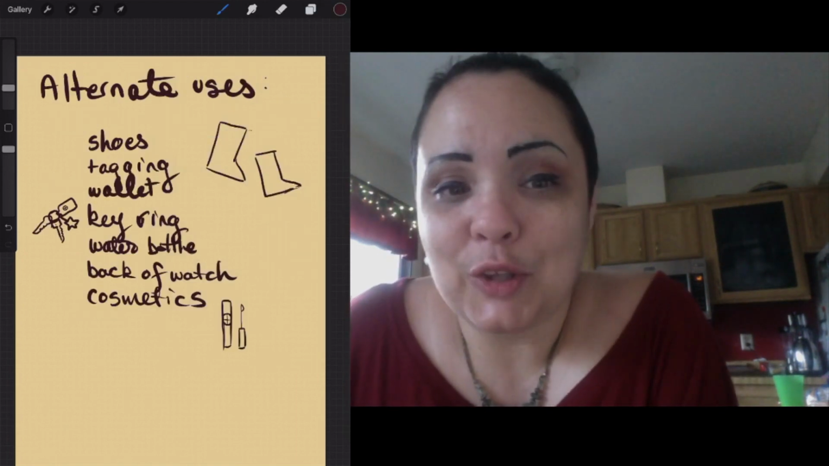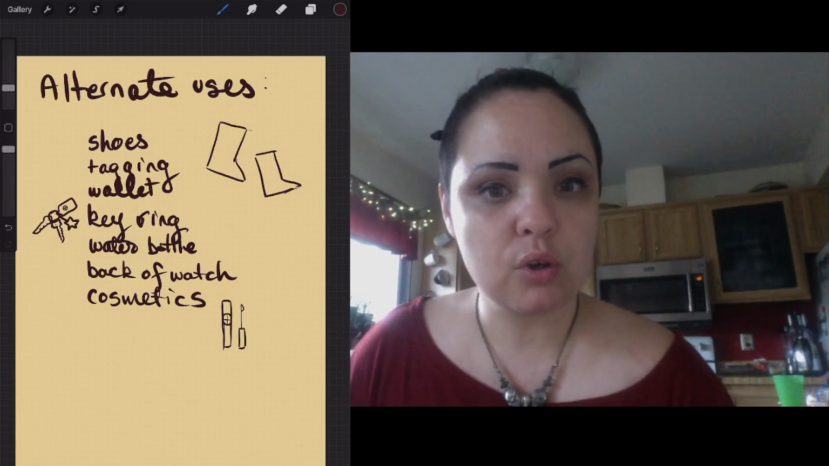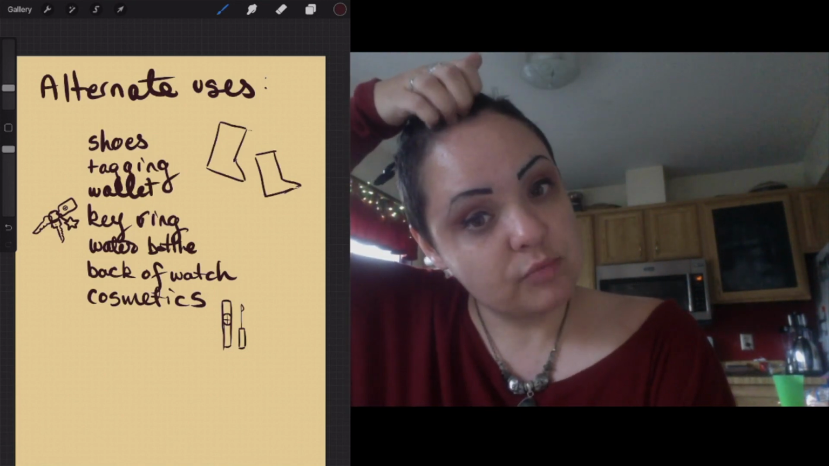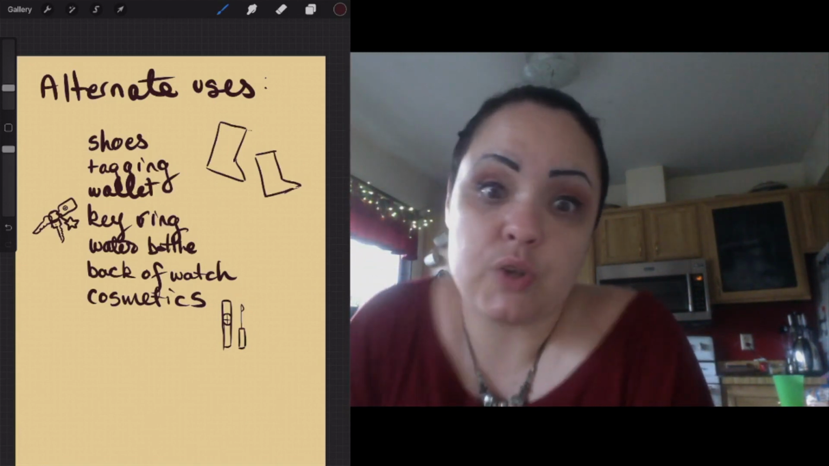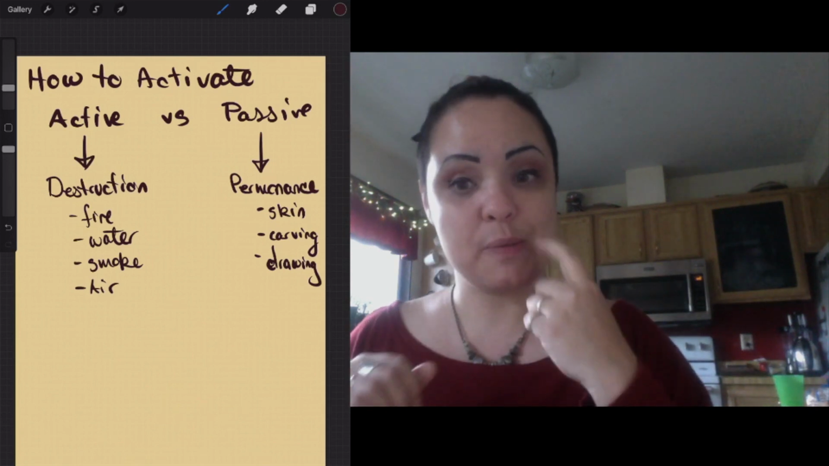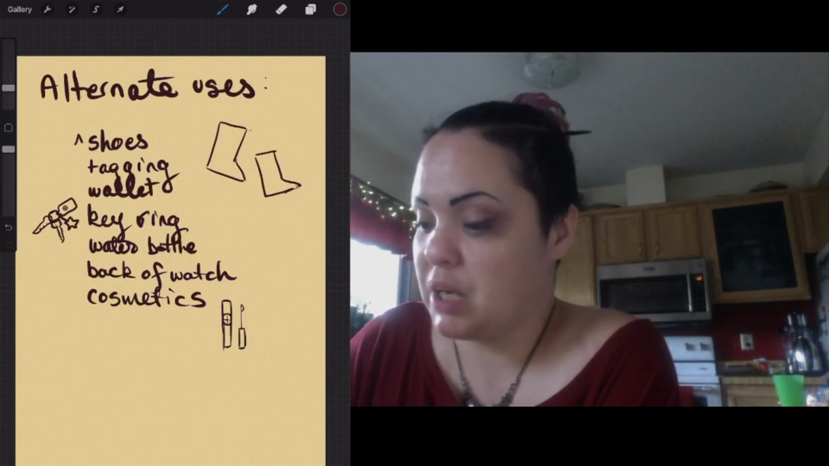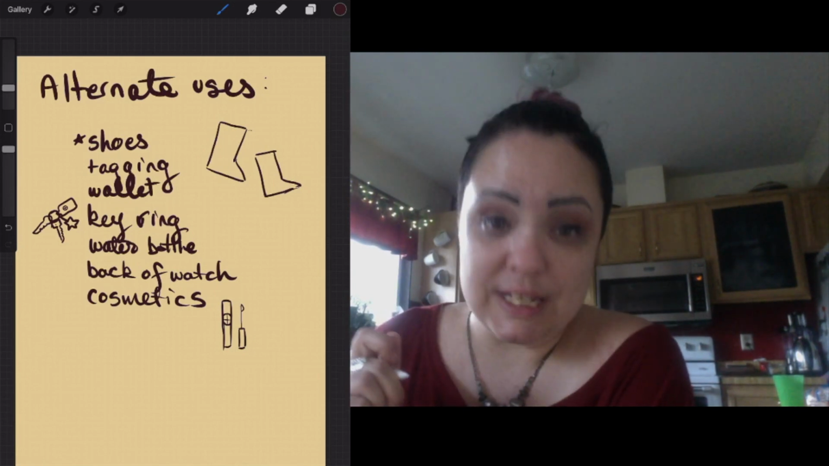Now let's get into alternate uses for our sigil. Besides typical ritual work like we just talked about with the active and the passive, we can also put it into our everyday lives. You can write it on a piece of paper and put it in the bottom of your shoes, either on the inside or the outside. I need to do that to my shoes, frankly.